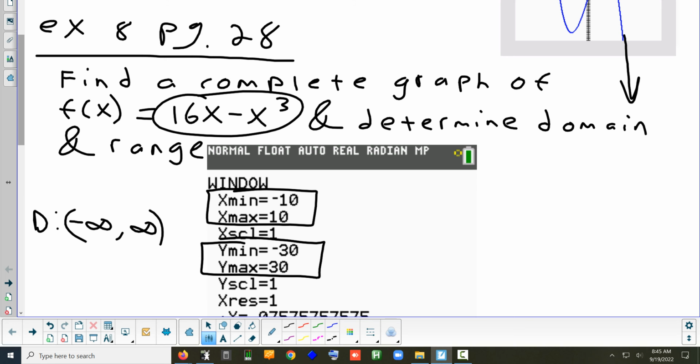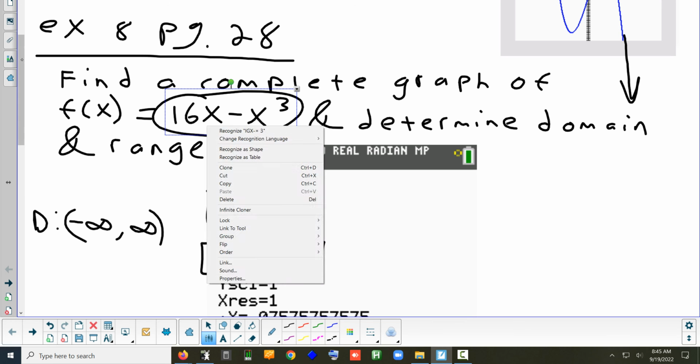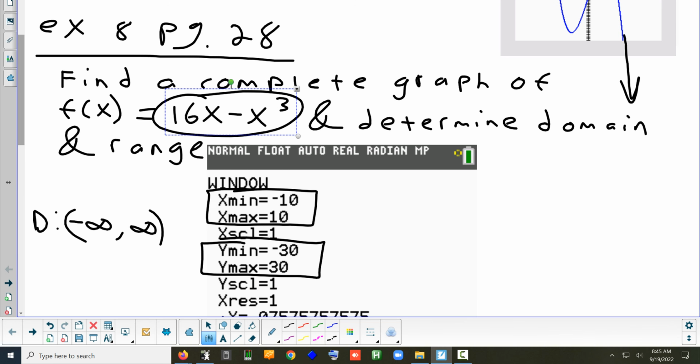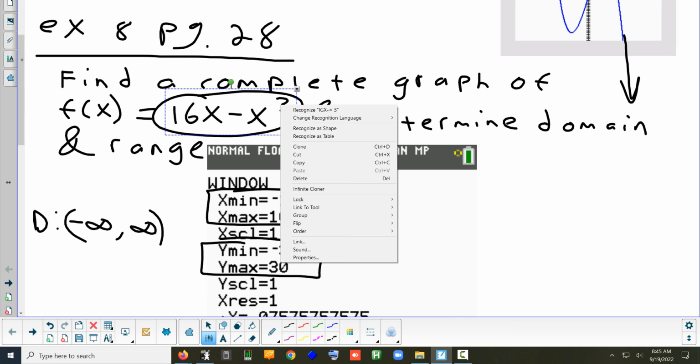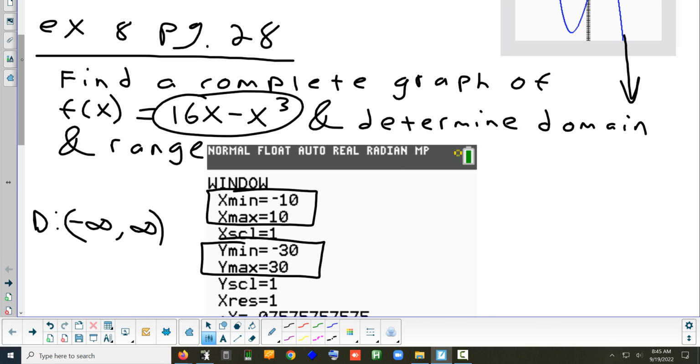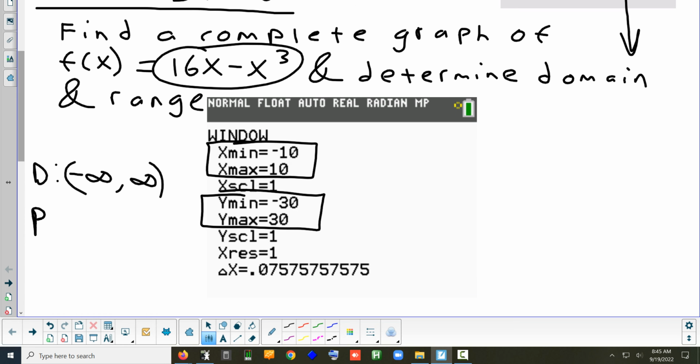You can take any number you want, plug it in for x, multiply it by 16. There's no problem with multiplying a number by 16. And then you can take any number you want and raise it to the third power. There's no number that you can't do that to. So the domain is all real numbers.